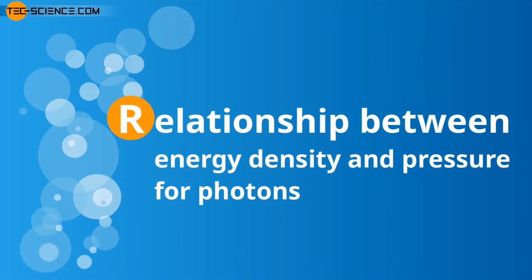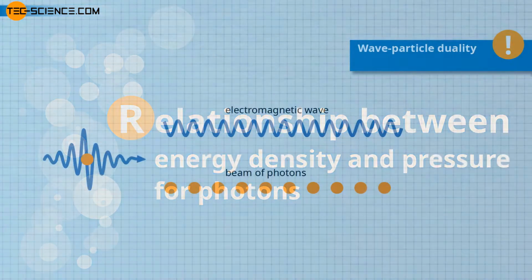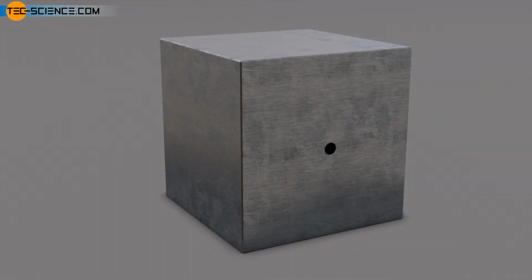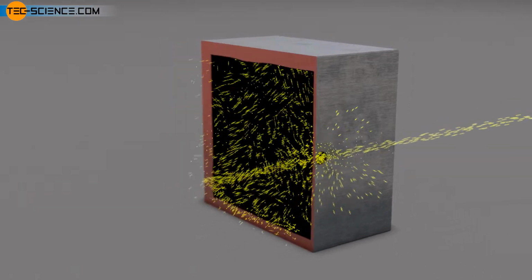Relationship between energy density and pressure for photons. Due to the wave-particle duality, electromagnetic radiation can also be imagined as a beam of photons. In this way, the radiation of a blackbody can now be described mathematically. In the video on blackbody radiation, the realization of such a blackbody has already been explained in detail. For this purpose, a small hole is drilled into an object leading into a cavity. All incident radiation is absorbed by the cavity, which also emits radiation itself. In thermal equilibrium, the emitted and absorbed radiation energy is the same, so that in principle a gas of photons is formed in the cavity.